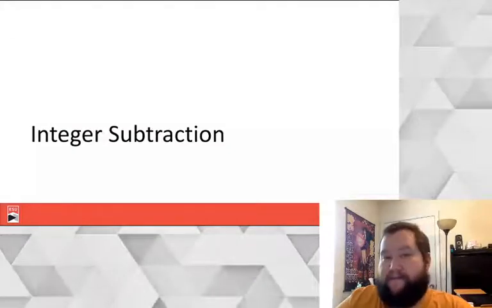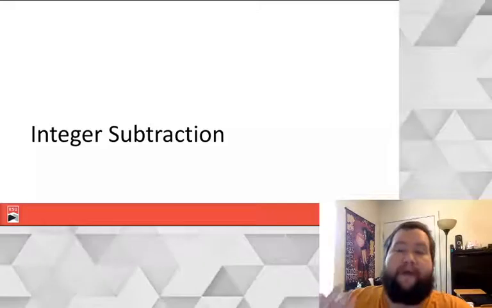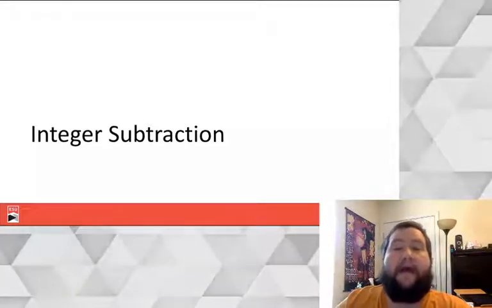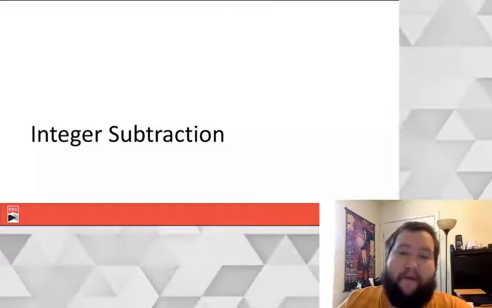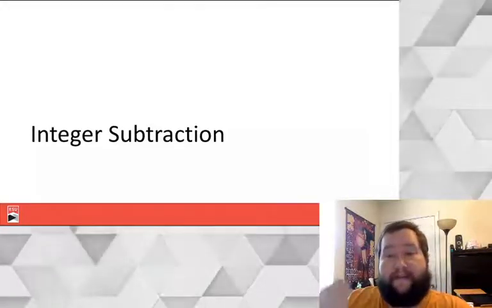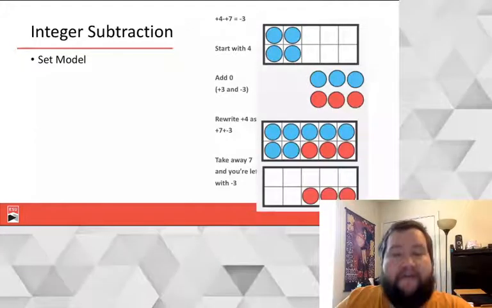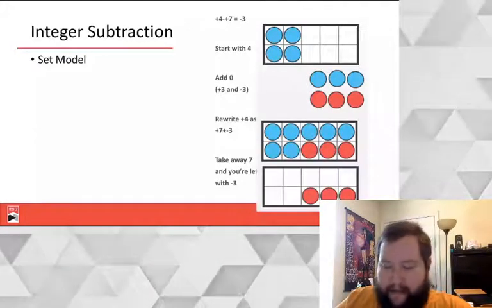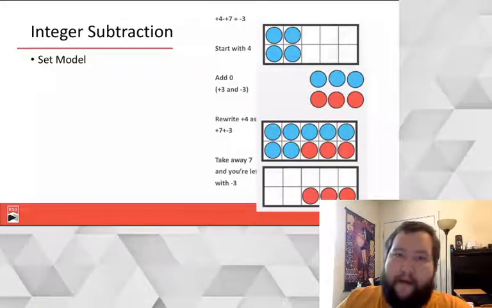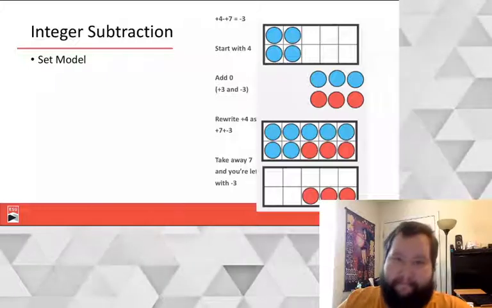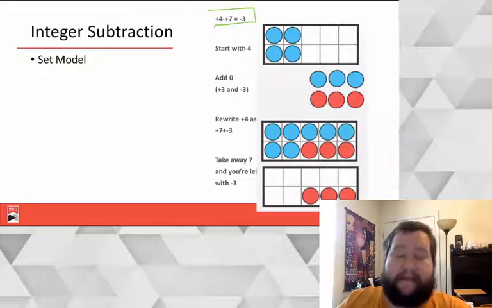So subtraction. Addition is relatively straightforward, except we have this new rule about how we account for positives and negatives. We need two colors of chips when using our set model, or we just talk about direction. We give a specific orientation to our number line and we follow that. But for integer subtraction, it's a little bit more work, so I'm going to show you this example: 4 minus 7. Now we know that it's negative 3, right? We know that 4 minus 7 is negative 3.